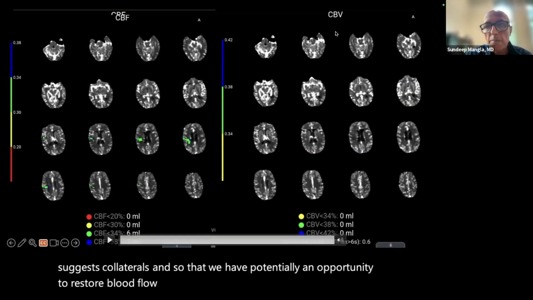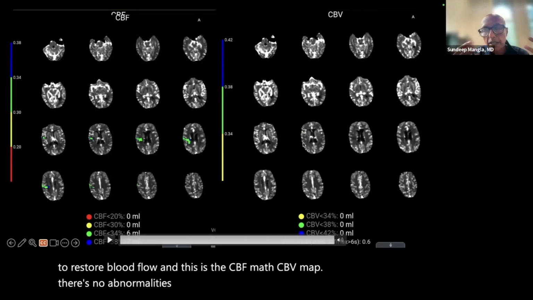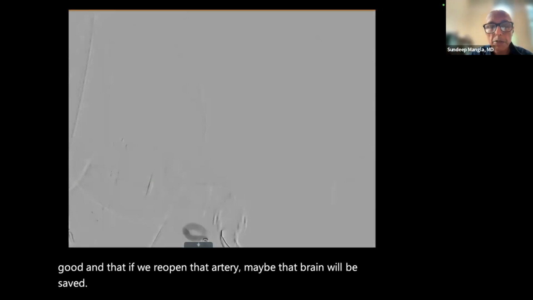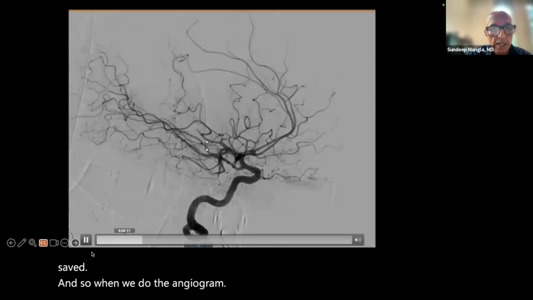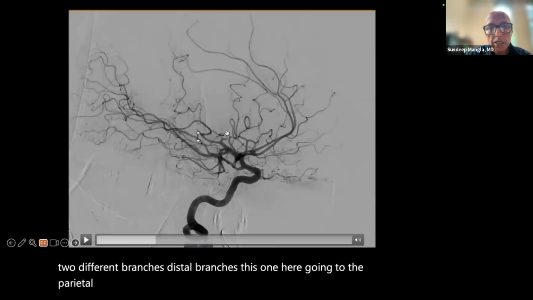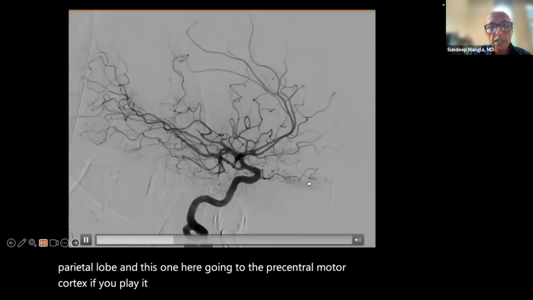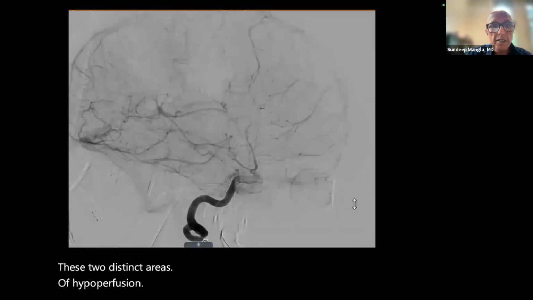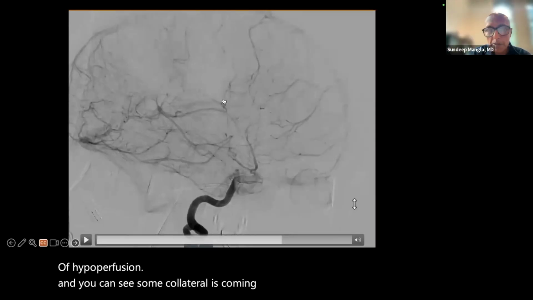And this is the CBF map, CBV map. There's no abnormalities there, so that suggests the collaterals are good. And that if we reopen that artery, maybe that brain will be saved. And so when we do the angiogram, you can see here 2 different branches, distal branches. This one here going to the parietal lobe, and this one here going to the precentral motor cortex. If you play it out, you will see these 2 distinct areas of hypoperfusion. And you can see some collaterals coming back, not a ton, but there's some collaterals.